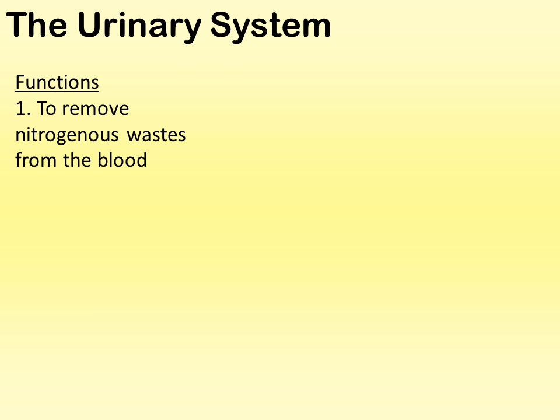The urinary system has a few functions. The first and foremost is to remove nitrogenous wastes, or nitrogen-containing wastes, from the blood. The predominant nitrogenous waste is an organic molecule called urea, and you can see there the amino groups of the urea, the nitrogen that we're trying to get rid of.